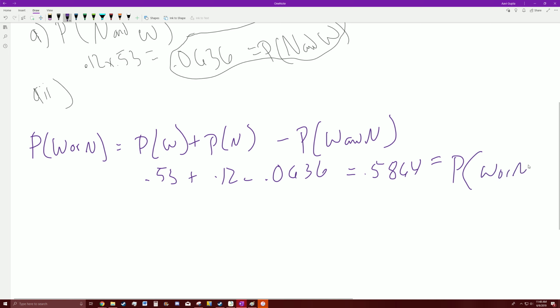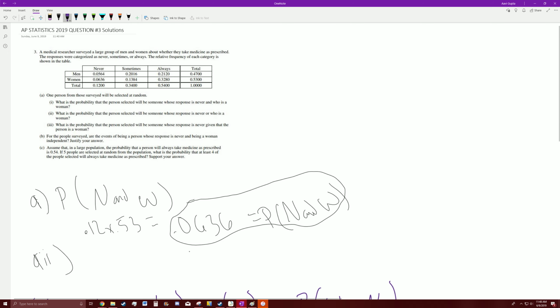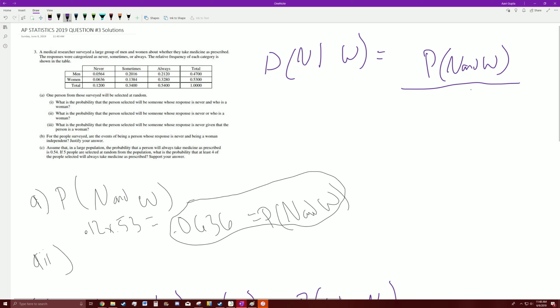Woman or never. Okay. Now time for A3. Here we go. What is the probability that the person selected will be someone whose response is never, given that the person is a woman? So here is the basic formula. The probability of never given woman is equal to the probability of never and woman divided by the probability of woman.